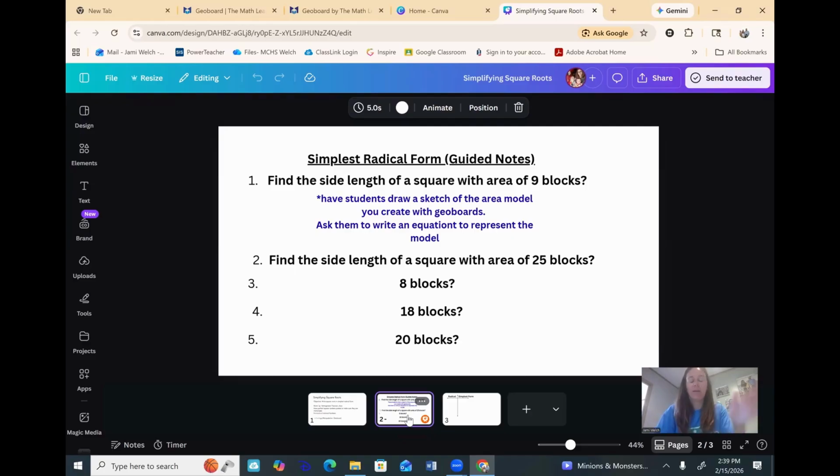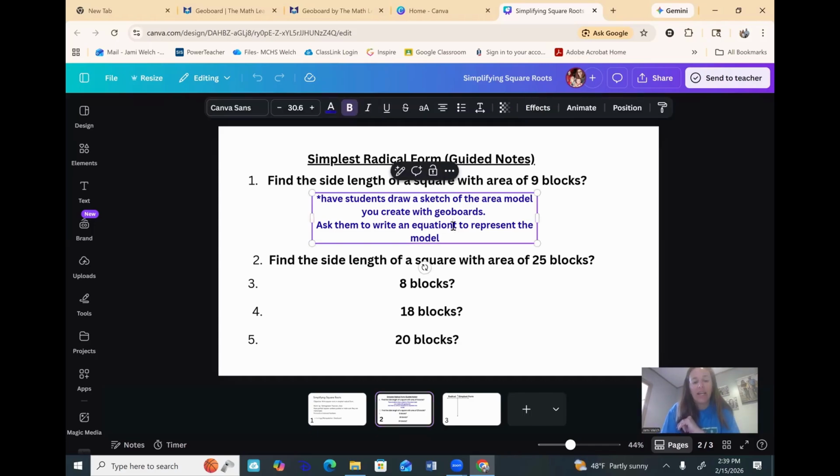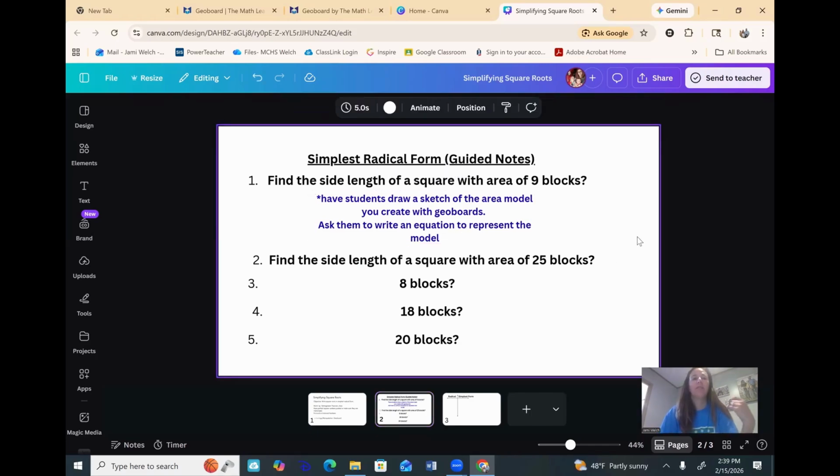We're going to do like 5 problems together. I'd have students draw a sketch of the area model that we do with Geoboards and ask them to write the equation, sorry about that typo there, to represent the model as well. So with the area equaling the side squared, have them see the square root there. Okay, let's get started. This is how I would set this up in my classroom.